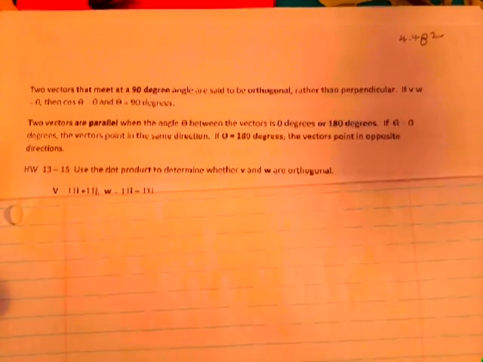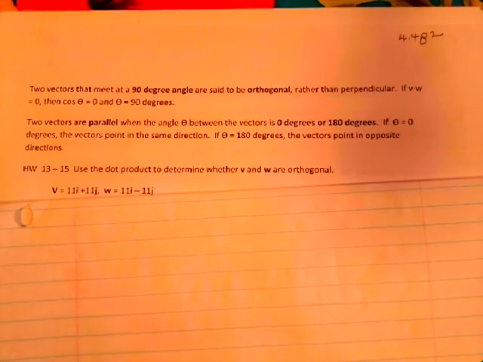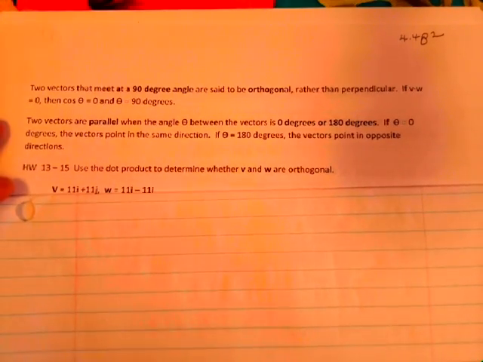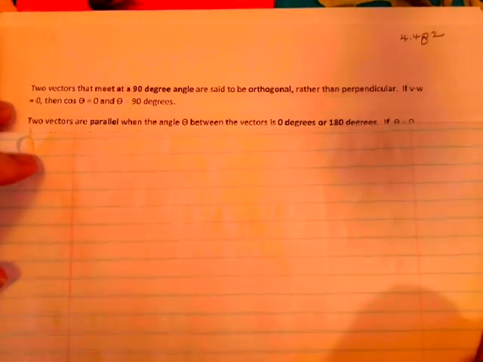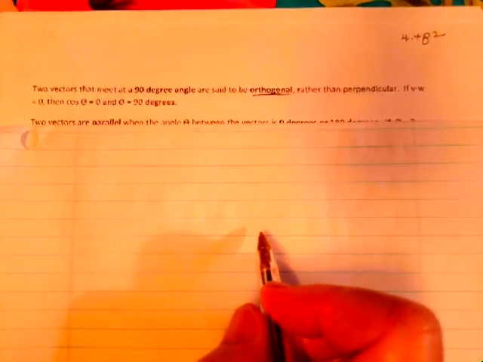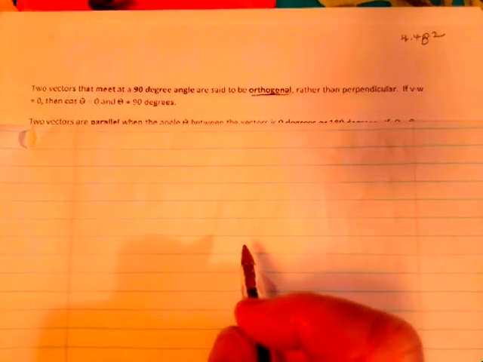Handout 4.4, page 2. Two vectors that meet at a 90-degree angle are said to be orthogonal. We don't call it perpendicular. We call it orthogonal.